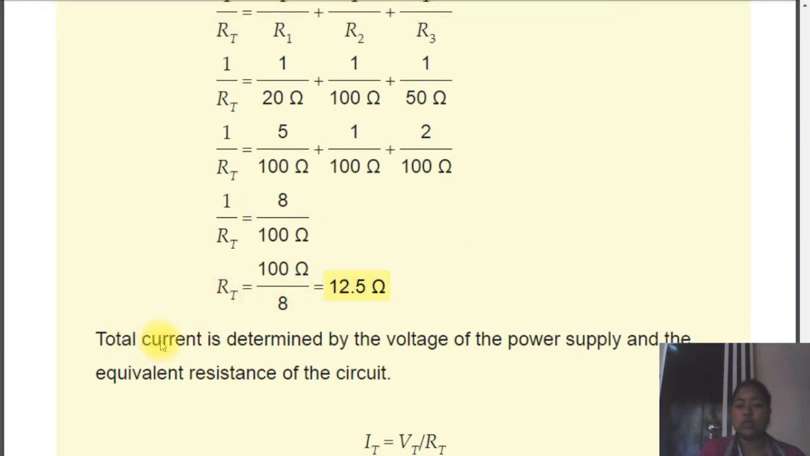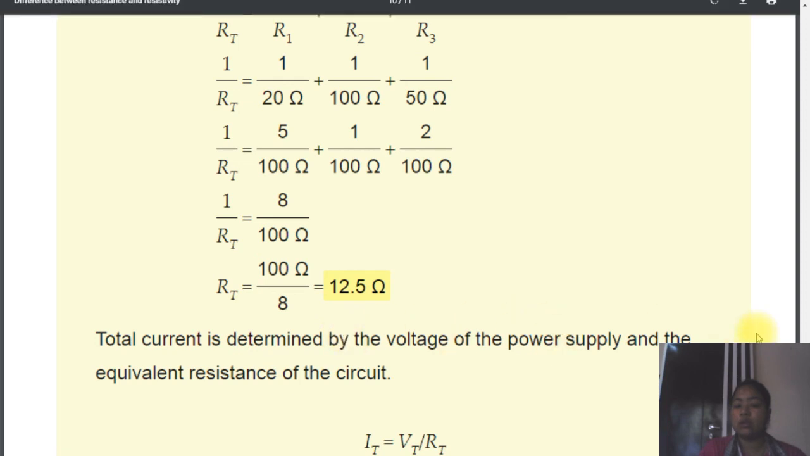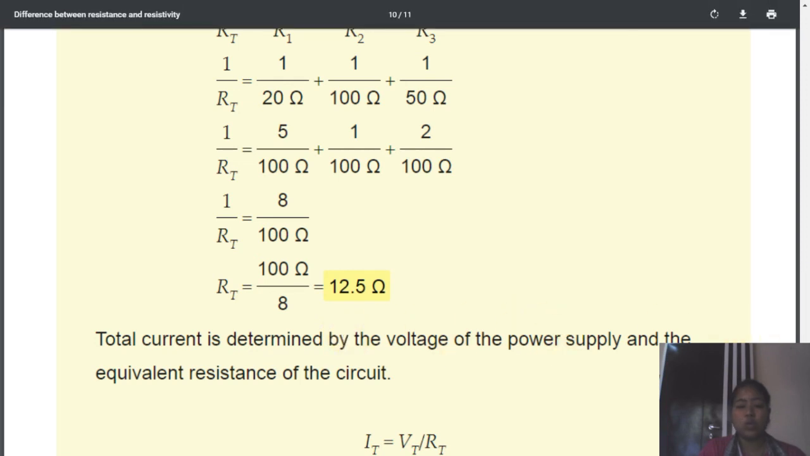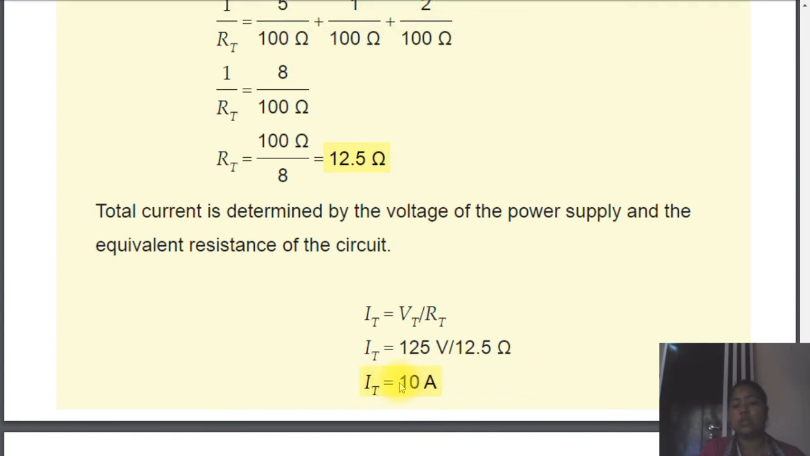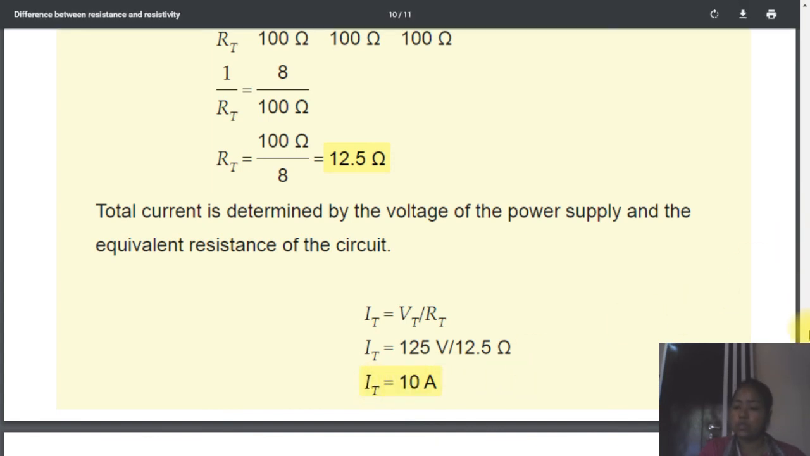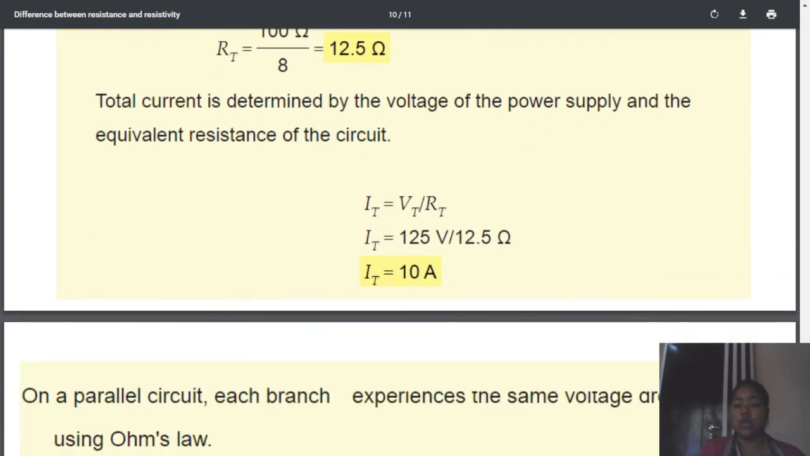Right? Now the total current will be defined by the total voltage upon the total equivalent resistance of the electrical circuit. So total current I equals V upon R. What is the total equivalent resistance of the circuit? 12.5 ohm of the parallel combination. And what is the voltage? 125 volt. So we can calculate the total amount of the current. What amount of current is flowing through the electrical circuit? 10 ampere is the total amount of the current flowing through the electrical circuit.